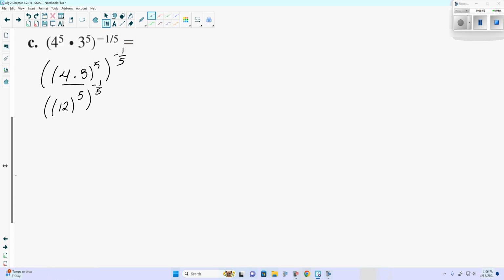Powers of powers do what? Multiply. So what we have is 12 to the 5th times negative 1/5. Now, really, we have a third one in here. That third one is 1, because the exponent immediately attached to the 12 is 1. So we could say 1 times 5 times negative 1/5, but 1 times 5 is, well, 5, yes? So that doesn't add anything. But what's 5 times negative 1/5?